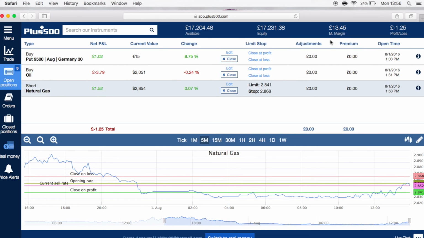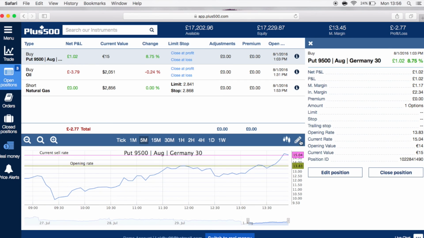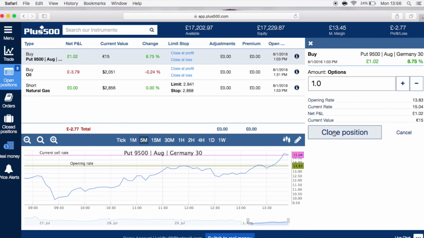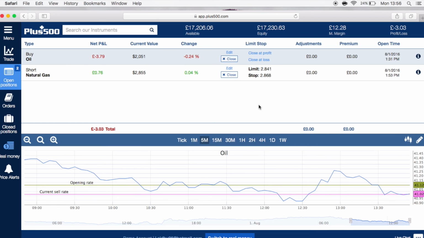Now, for example, here, if I'm happy with this £1.52 profit, I can just press close. Oh, we've gone back down to 0. So let's say I want to close this profit here at 97p. I'll just press close position. And what that means is that I've pulled out, I'm happy with that. I've now got my 90p profit, whatever I made there.